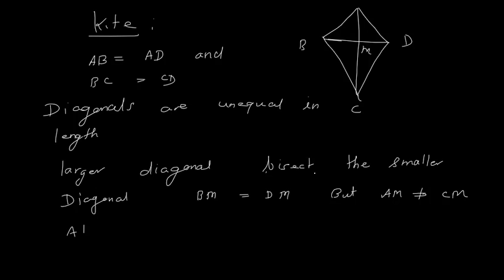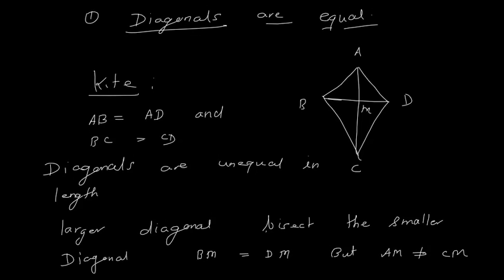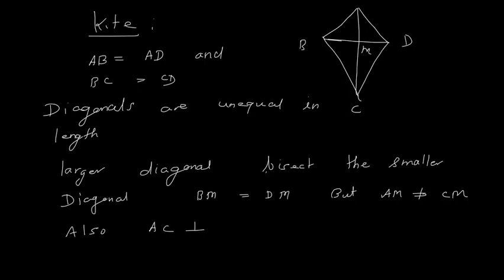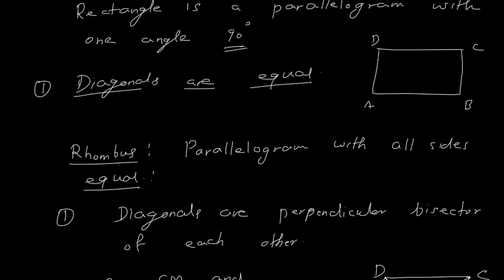Also, AC is perpendicular to BD. Okay, so this is what about quadrilaterals.